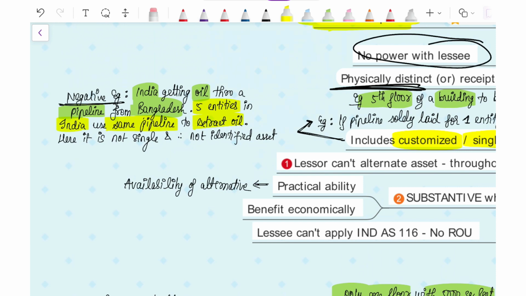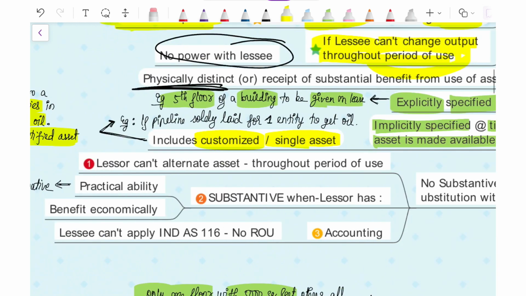Here you cannot tell which part of the pipeline belongs to that one entity. One entity cannot say that it is my asset only, or that I have the right to use that asset. So this is not like a single asset which belongs to only one entity. So here this cannot be called an identified asset.